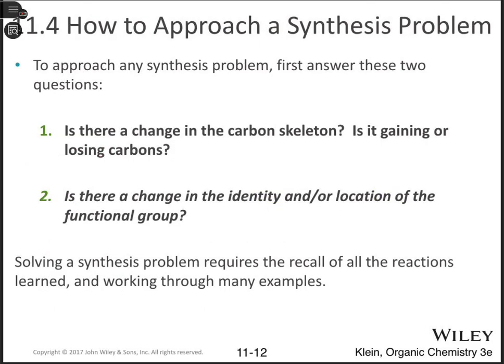So when we do a synthesis, first thing we look at, did the carbon skeleton change? Is it gaining or losing? Usually it's gaining. How many atoms did we add, etc. And the second thing is, did we change the identity and the location? So we start with bromine, we end up with alcohol. Is the bromine or the alcohol on the same carbon? Is it on a different carbon? And if it is, there are steps we have to do. We can't just put an arrow and say it's that carbon, this carbon, same thing. So we have to go through this process every time.